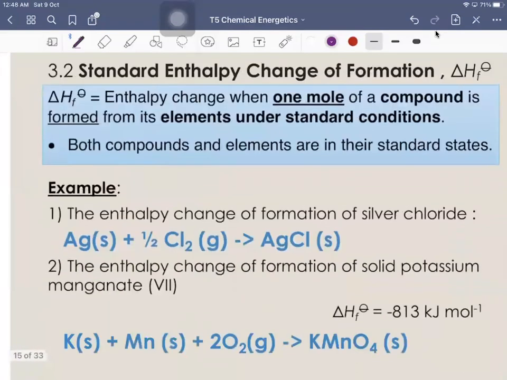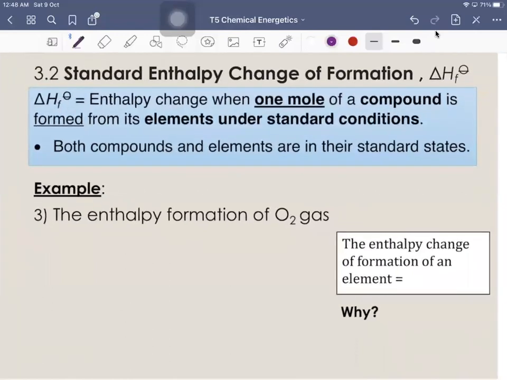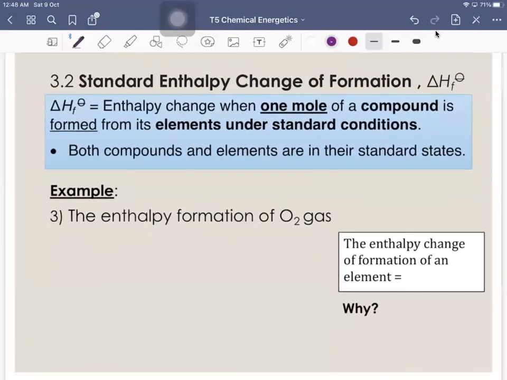Next is the third question, the third example. They want us to write down the enthalpy of formation of O2 gas, and they want us to write down the value of the formation of O2 gas or formation of an element.